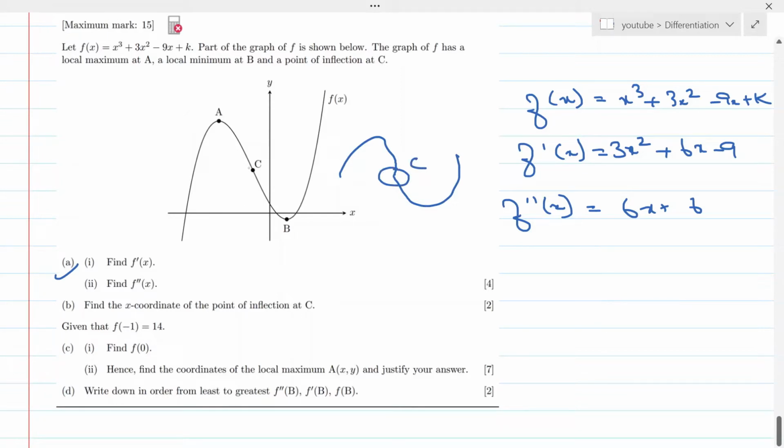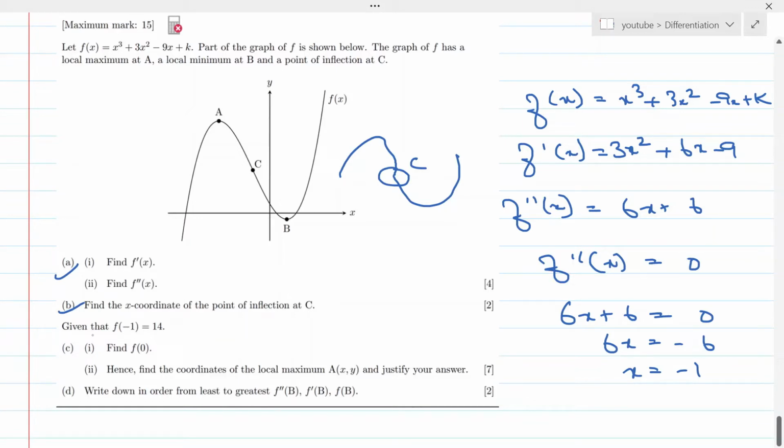So this is going to be the non-stationary point of inflection, which is typically defined as f double dash of x is equal to 0. So I'm going to equate our second derivative. 6x plus 6 is equal to 0. So 6x is equal to negative 6 and x is equal to negative 1. And with this, I have the x coordinate of point C, which would be negative 1. So I'm done with the B part of the question.